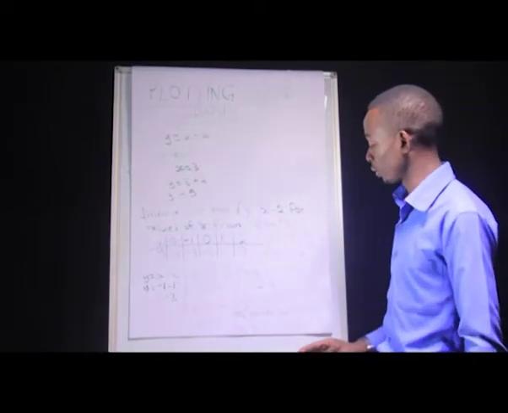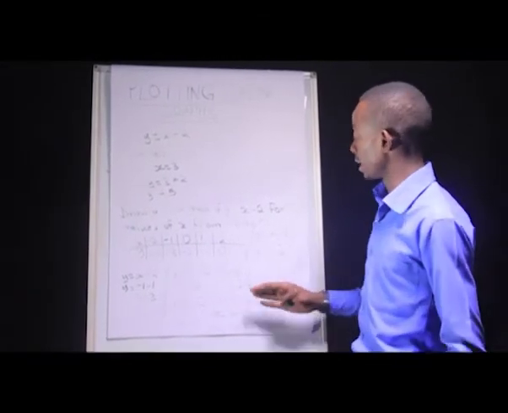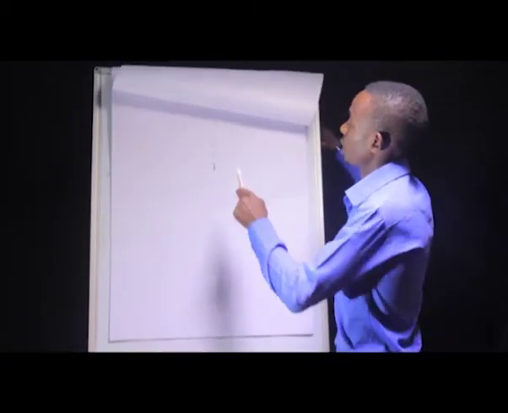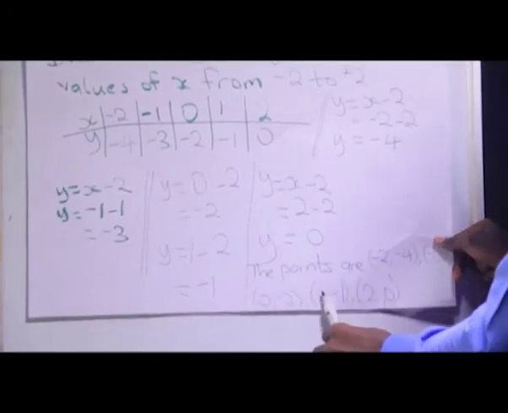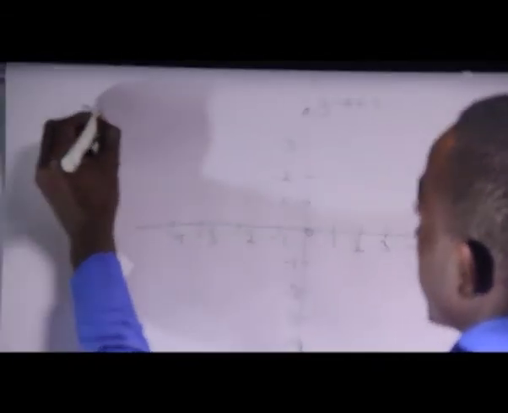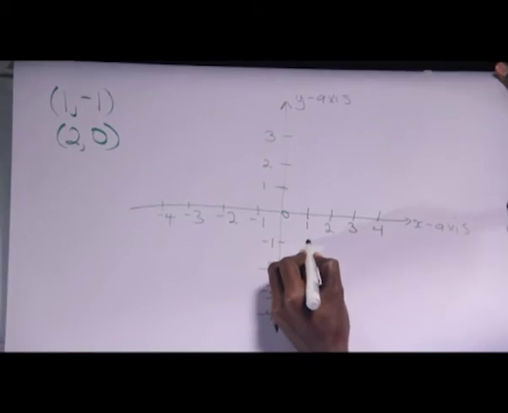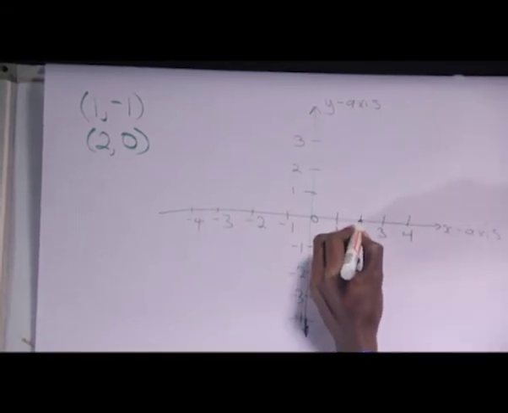Though in this case, after generating the points, you're supposed to plot all these 5 different points and join them together. But as for me, I'm going to pick only 2. The reason is, I'm not having a ruler, so if I put all of them, they may not give me a straight line. So I'm just going to pick 2 points, 1, negative 1, and 2, 0. So 1, negative 1, I first look for 1 here, and then I locate negative 1 here. So my first point is here. Then my other point is 2, 0, meaning I remain here.